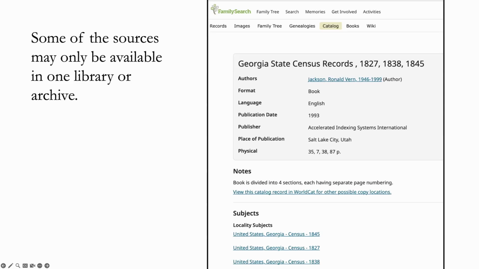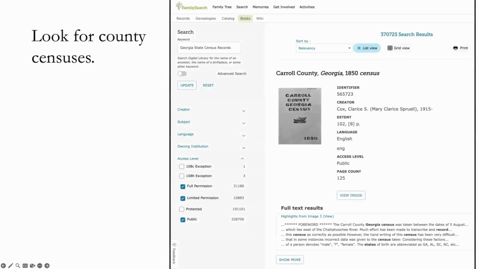One time I was searching for a book and found that there was only one copy of the book, and it was in a library someplace in Florida. When I contacted the library, they said no, it was not available for circulation, even on interlibrary loan. So we may just have to take a trip if we really want to see that particular source.